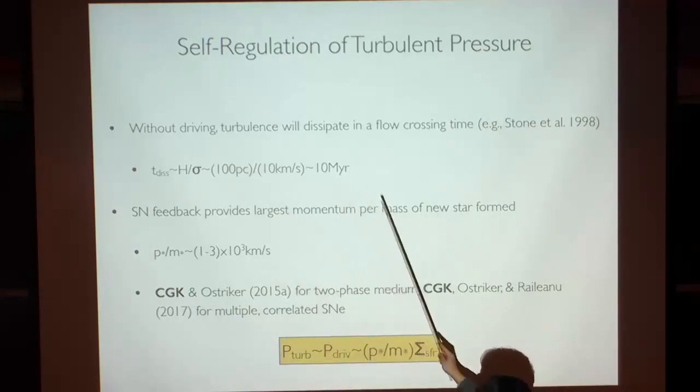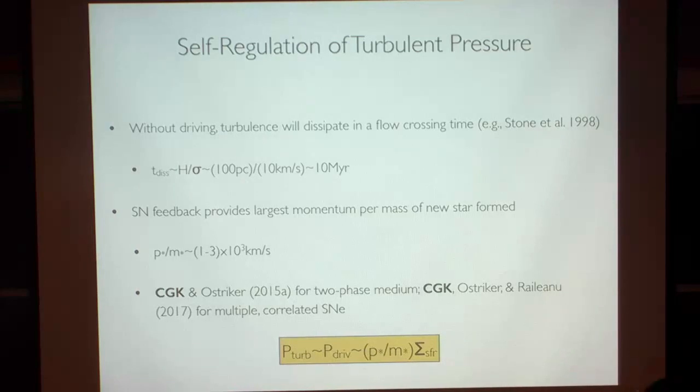Since turbulence will be dissipated, if turbulence has disappeared, then star formation will occur within the free-fall time scale, which is a much shorter time. So that will form stars, and then they will feed back the momentum and drive turbulence again. So this should reach some equilibrium state where the turbulence dissipation rate is comparable to the driving rate. This driving rate is actually proportional to the star formation rate.